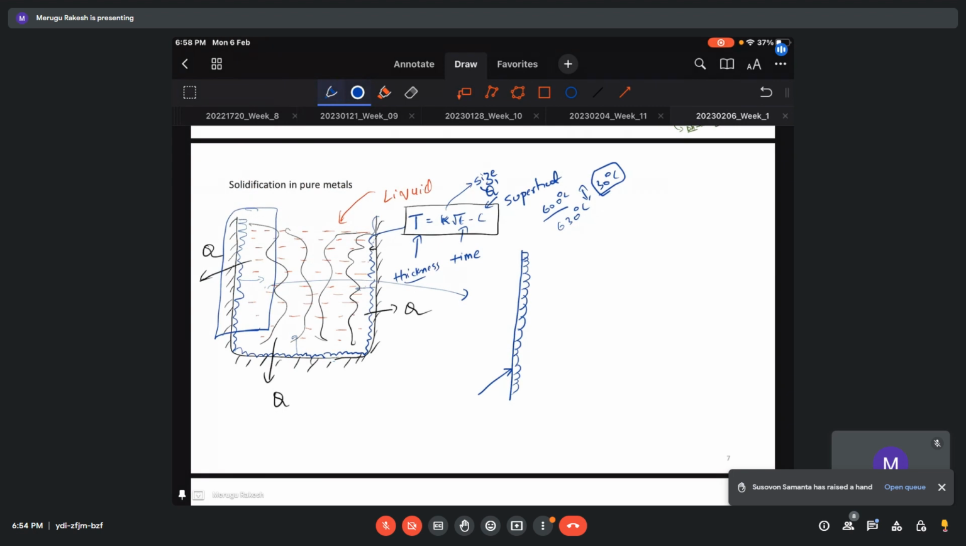So someone said homogeneous nucleation. Everyone is agreeing with it. Is it homogeneous?